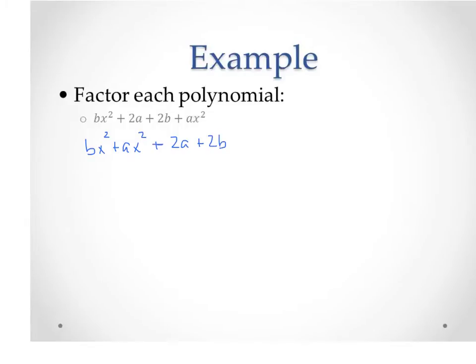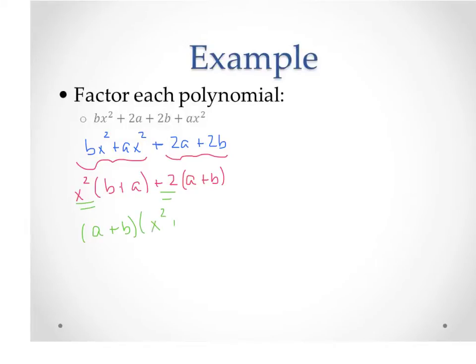Okay, so all I did was rearrange the order. By the way, it doesn't matter which order you rearrange, you'll eventually get to the same answer. So now what do the first 2 terms share? They share an x squared, with a b plus a left. The second 2 terms share a positive 2 with an a plus b. Well, b plus a is the same thing as a plus b, so let's pull it out front. I'm going to leave it as an a plus b. What's left? X squared plus 2, not a difference of squares.